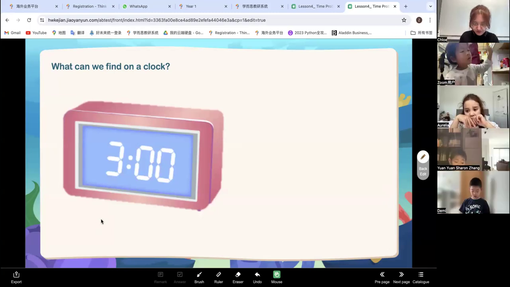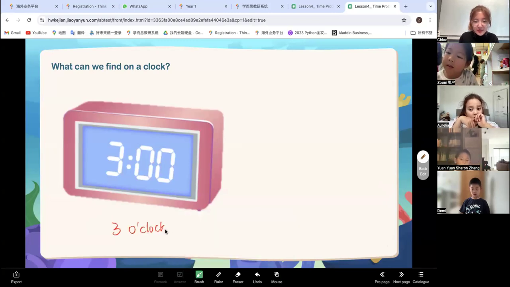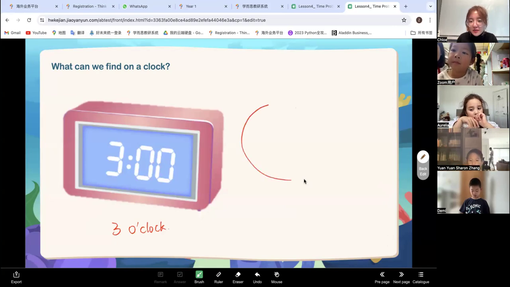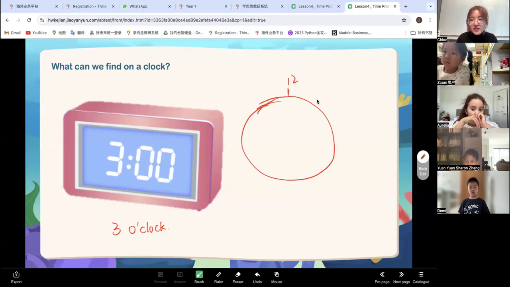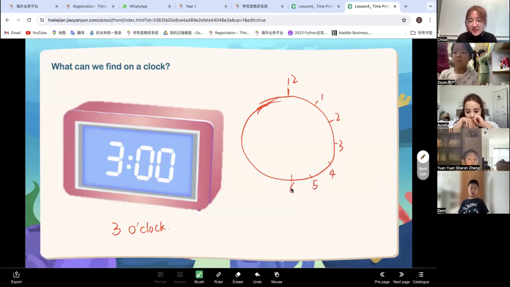Yes, great. It's 3:00. So if we draw the time on the wrong clock, how can we draw that? That's 12, that's 1, that's 2, that's 3, and 4, 5, 6. I will draw it here, okay?